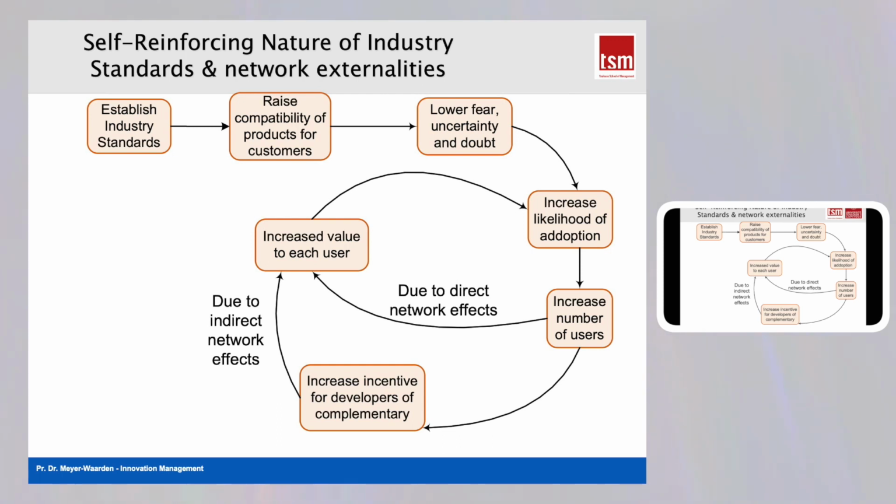On the other hand, if the number of users is increasing, then there is also an increased incentive for developers of the community to develop complementary apps or products, which are called indirect network effects. And if the number of applications or complementary products increases, then the value to each user will also increase due to indirect network effects. And both direct and indirect network effects will again increase the likelihood of adoption. The higher the likelihood of adoption, the higher the number of users. And again, there is a virtuous circle that will be started due to direct and indirect network effects.